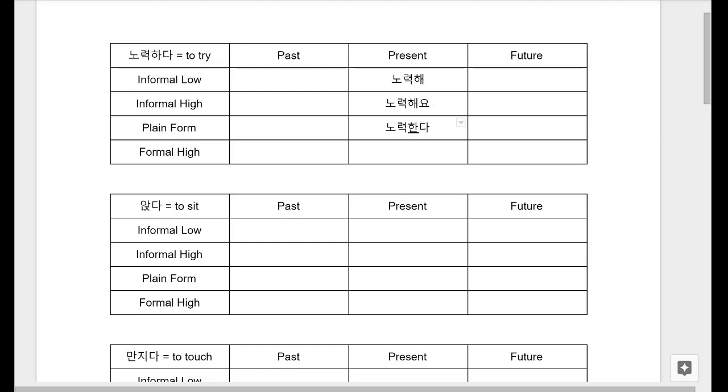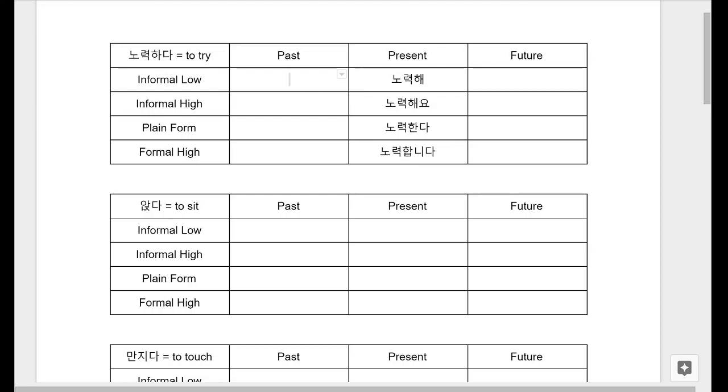The formal high respect addition, again, you need to decide whether you want to add this or this, and then always you're going to add this after that. So in this case, again, you need to look at the final syllable of the stem, and if it ends in a vowel, which this one does, you need to add this to it. So this letter gets merged directly to the stem, directly to ha in this case, and it's going to be 노력합니다.